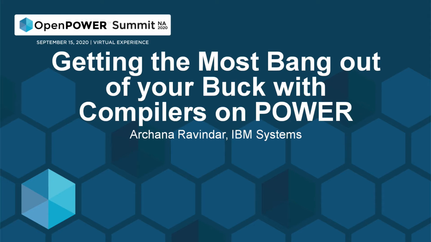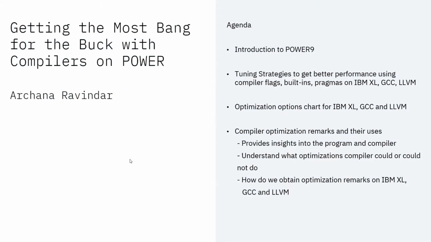So today I just wanted to share with you my experiences on using compilers such as IBM XL, open source compilers such as GCC, LLVM on Power. I just wanted to give you an overview of the kind of options that we can use to tune application performance. I also wanted to share how these options look for each of these compilers.